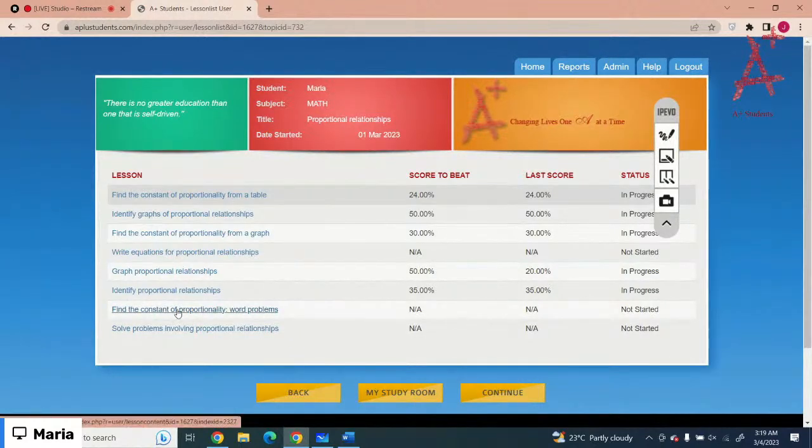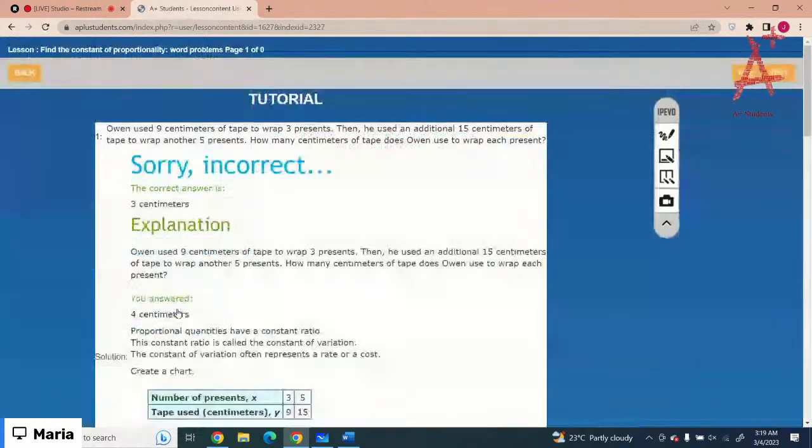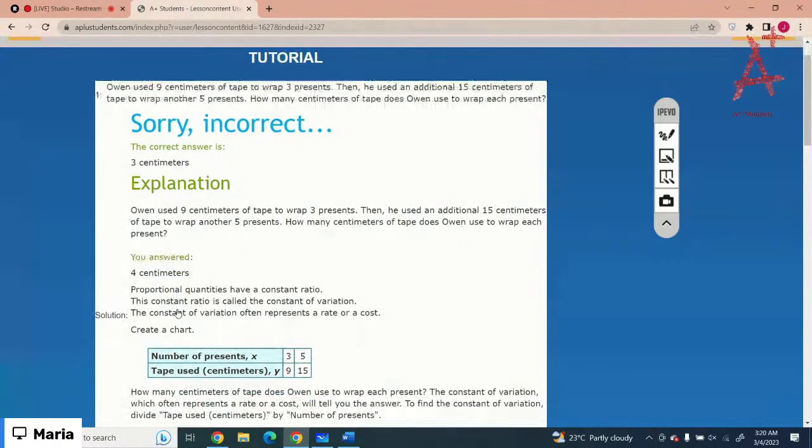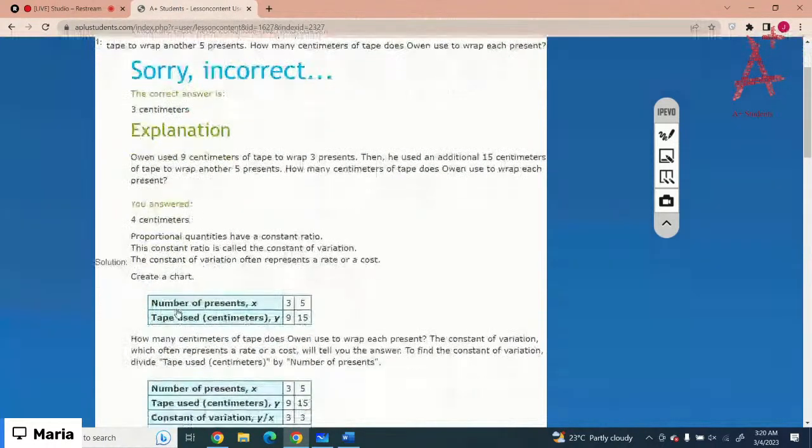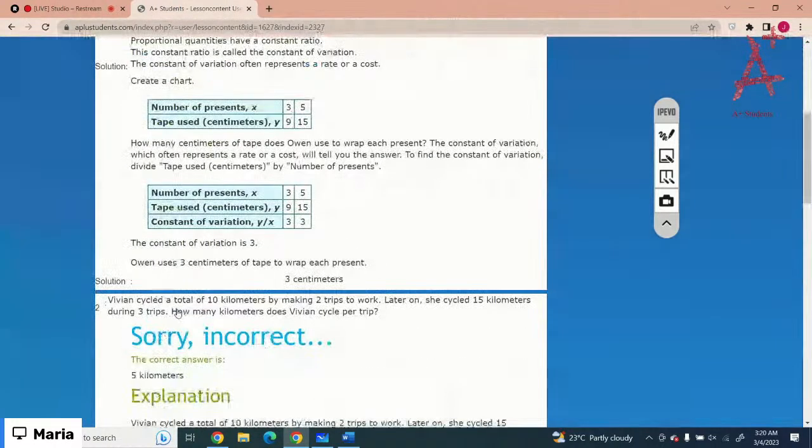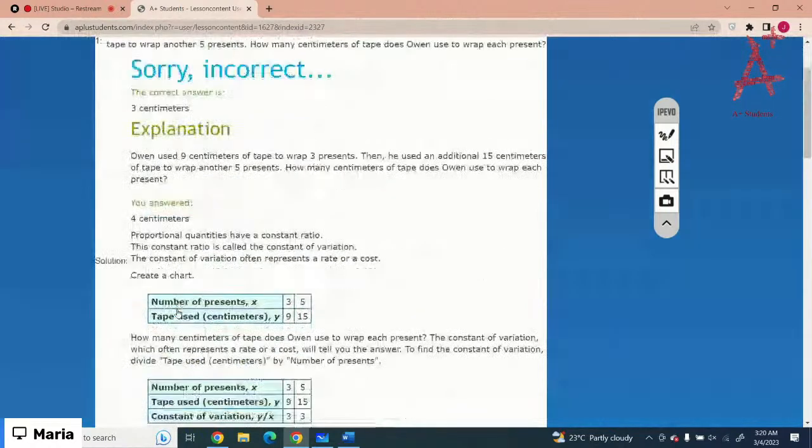The next lesson is find the constant of proportionality word problem. So let's just start with the next lesson. Now we're going to learn how to find the constant of proportionality in word problems. We already learned how to calculate it in the lesson we did earlier on Tuesday, but now they are just the word problems. Got it?